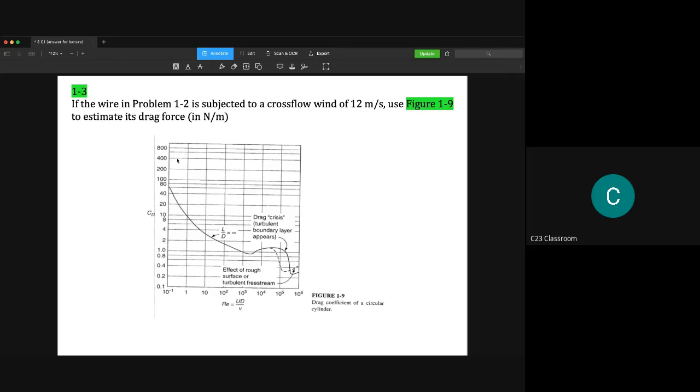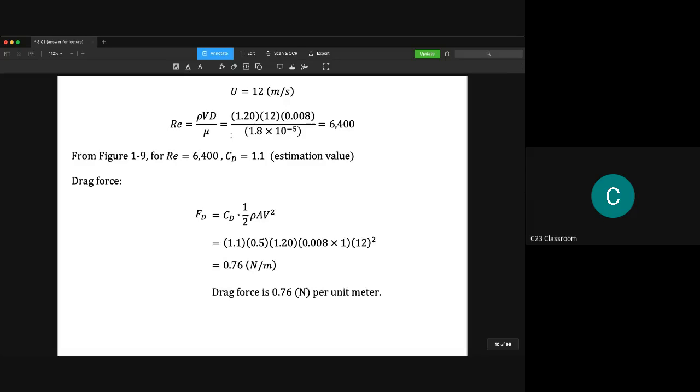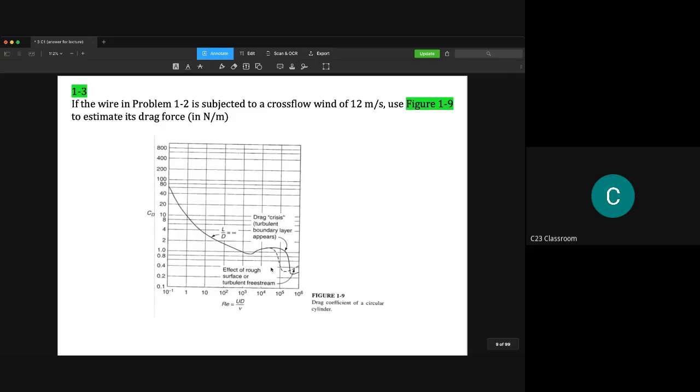So for example, we have a chart here. We could see that on the left side, the y-axis is showing the drag coefficient, and the drag coefficient is changing according to the Reynolds number. So for this situation, we need to know the Reynolds number first. We could calculate the Reynolds number, and we get around 6,400. And then according to this chart, we could say that a Reynolds number of 6,400 will give 1.1.